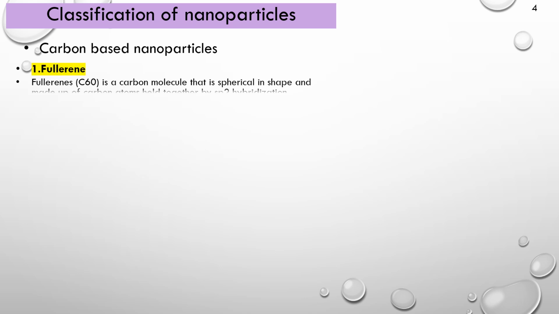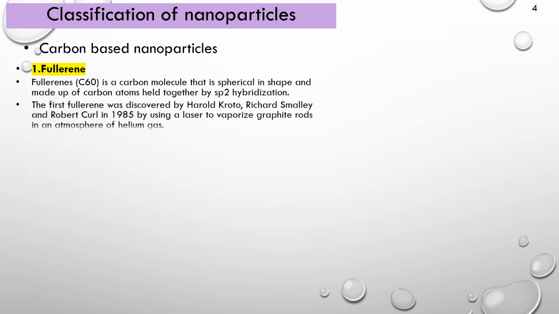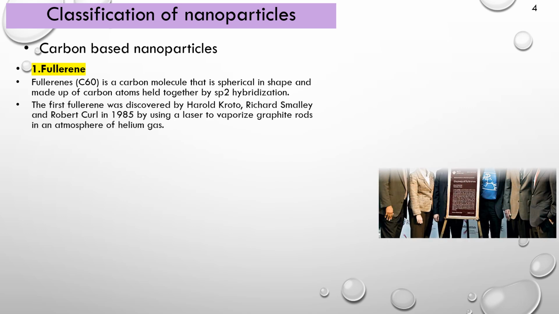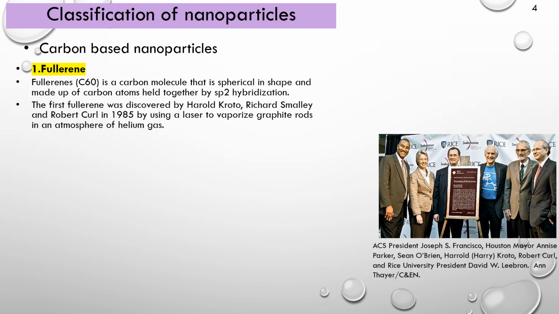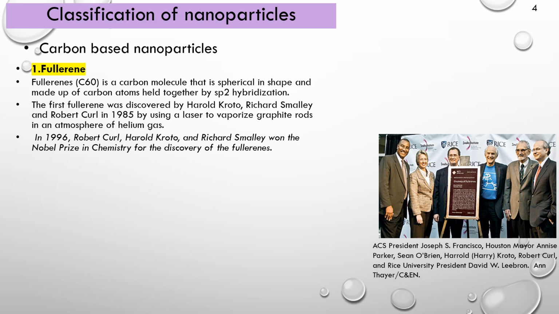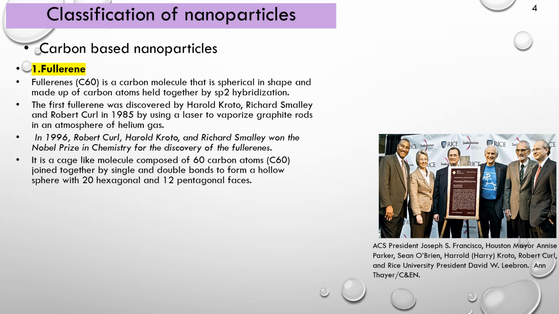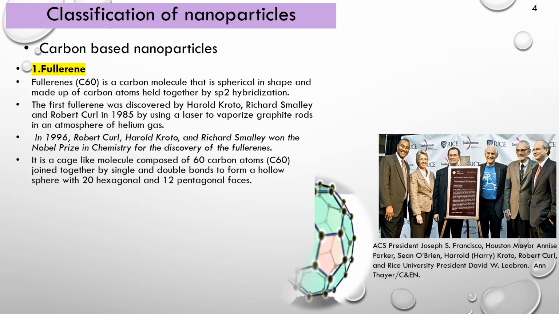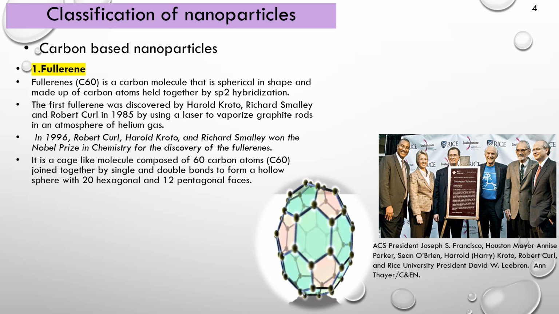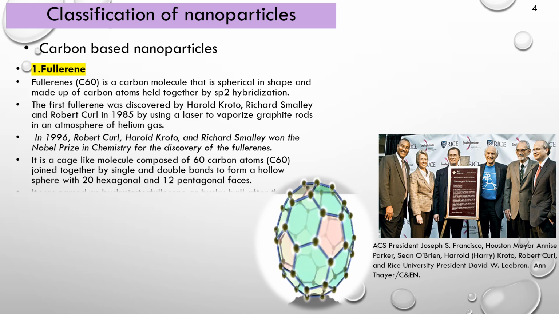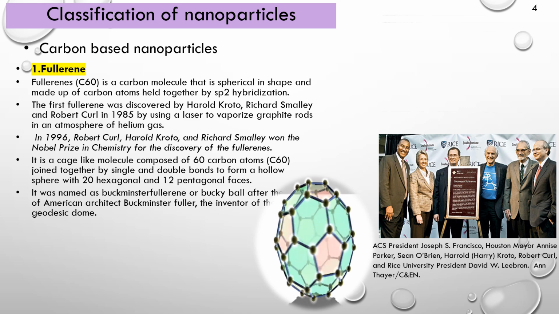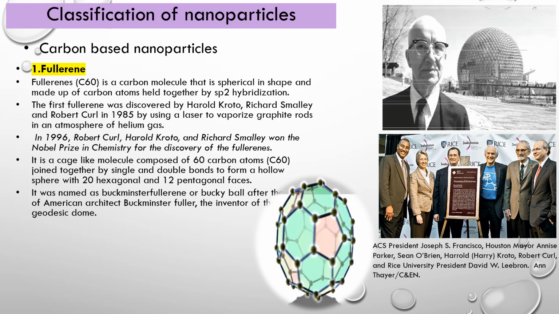The first fullerene was discovered by Harold Kroto, Richard Smalley and Robert Curl in 1985 by using a laser to vaporize graphite rods in an atmosphere of helium gas. It is a cage-like molecule composed of 60 carbon atoms joined together by single and double bonds to form a hollow sphere with 20 hexagonal and 12 pentagonal faces. It was named Buckminsterfullerene or buckyballs after the American architect Buckminster Fuller. He is the inventor of the geodesic dome.